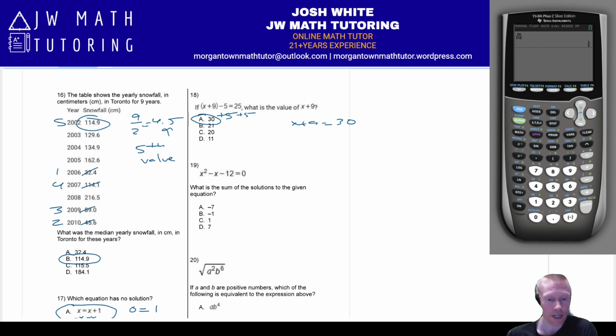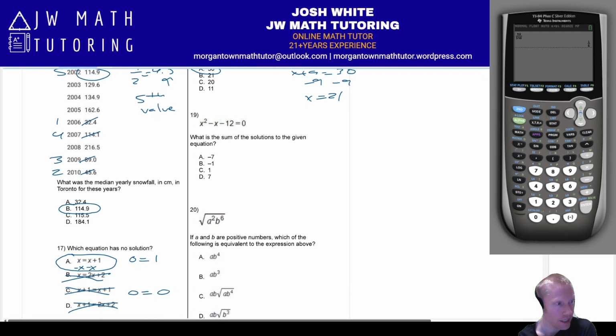If you didn't recognize that, what you could also do is just finish solving it and you could get x equals 21. But then you do have to remember they don't want x, they want x plus 9. So 21 plus 9 is 30. Correct answer again A, 30. So whichever way you do it, you get the same answer.